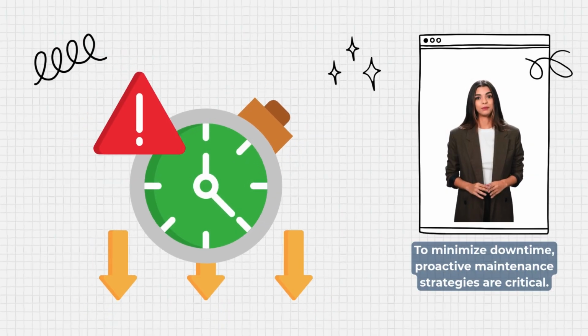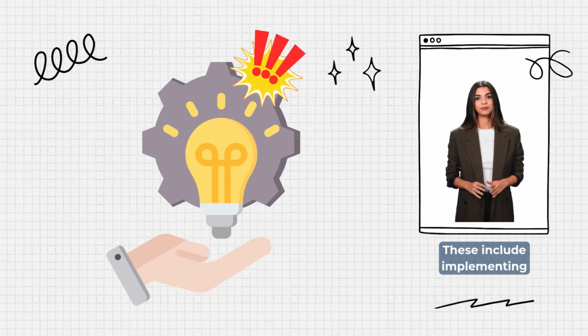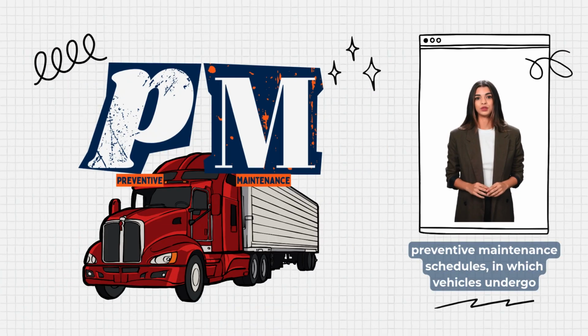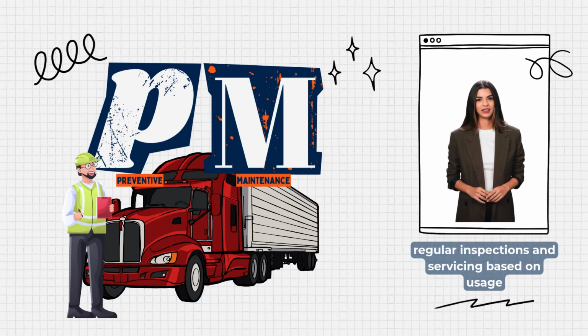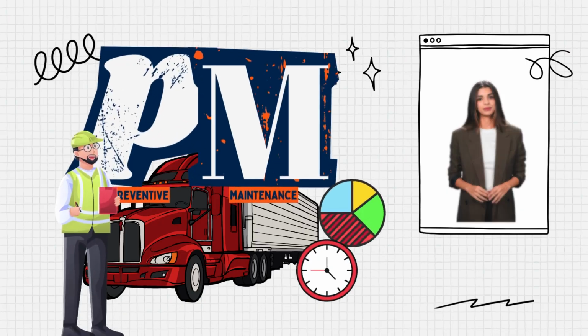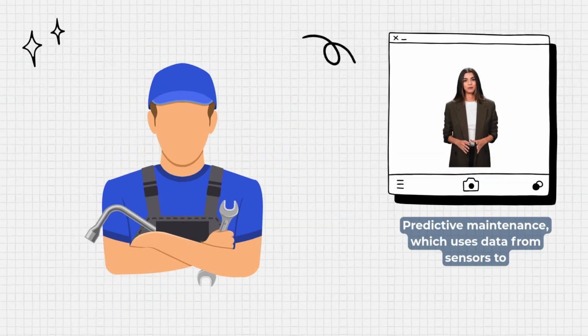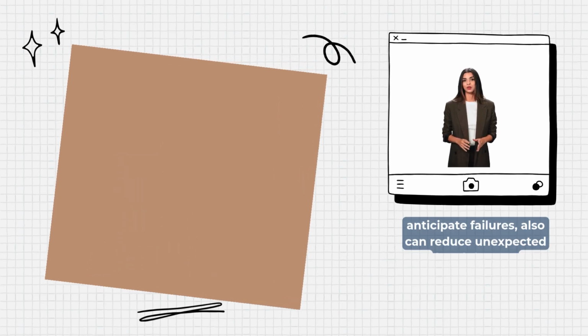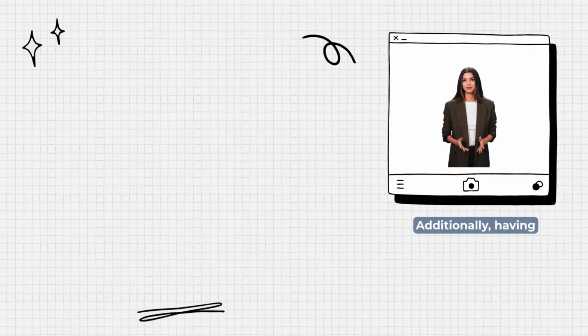To minimize downtime, proactive maintenance strategies are critical. These include implementing preventive maintenance schedules in which vehicles undergo regular inspections and servicing based on usage or time intervals. Predictive maintenance, which uses data from sensors to anticipate failures, also can reduce unexpected breakdowns.